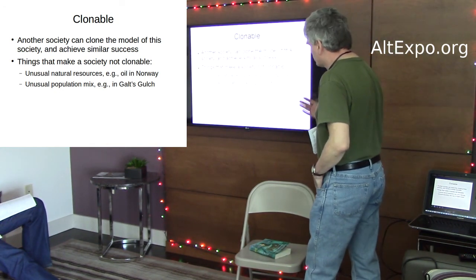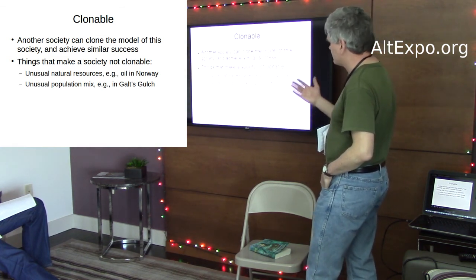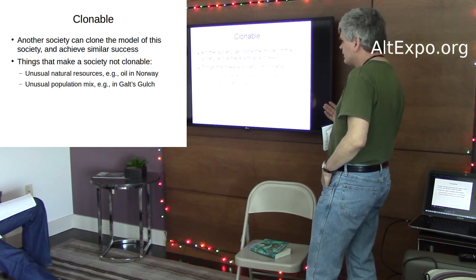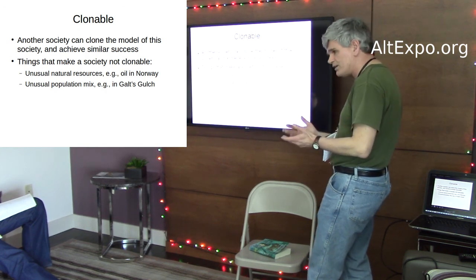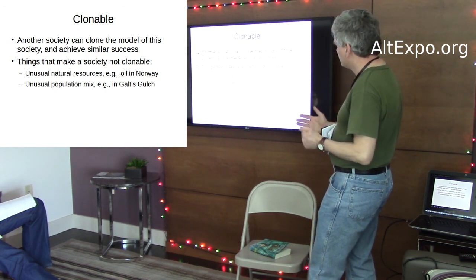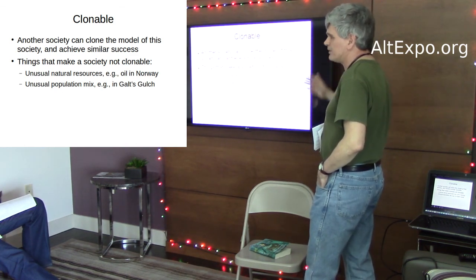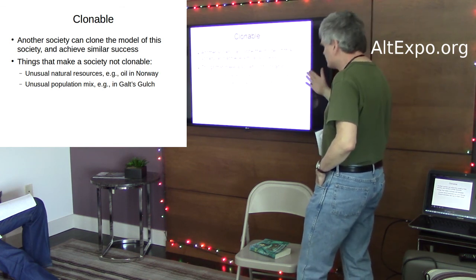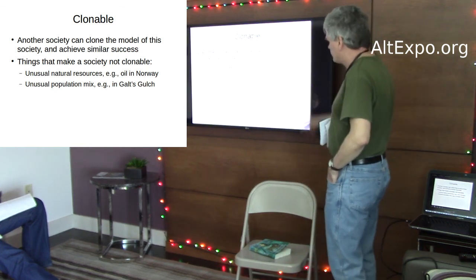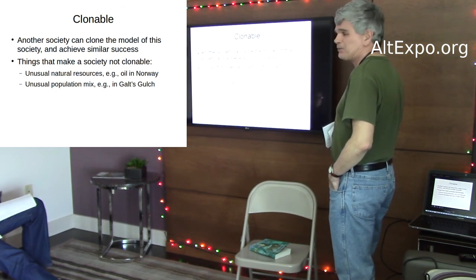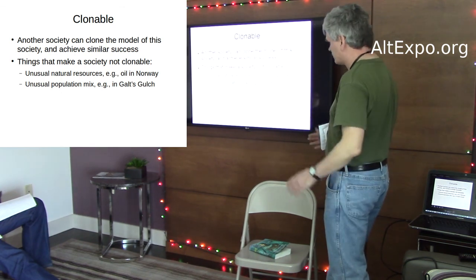Clonable. A society is clonable if some other society could clone or adopt the model of this society and achieve similar success. In other words, the success of this society doesn't depend on anything special about this region or this group of people. Examples of non-clonable societies: Norway. You all know that Norway is one of those tiny countries that has even higher GDP per capita than the United States, and the reason is that it has so much oil. If some other society tried to adopt the Norwegian model but didn't have those big oil reserves, I don't think it would work nearly as well. And then, of course, in the Galt's Gulch, you have the unusual population mix, so that's not going to be clonable either.